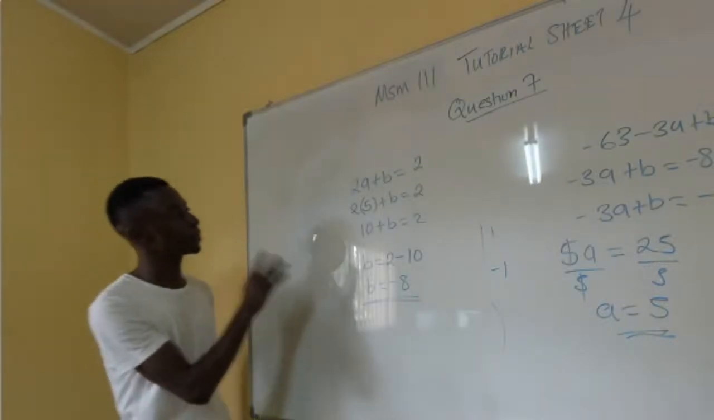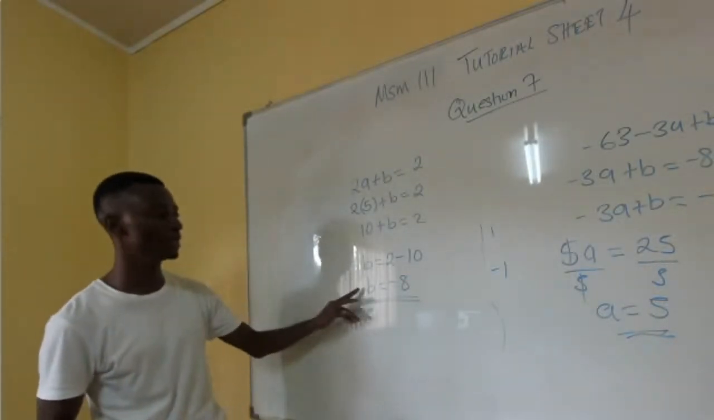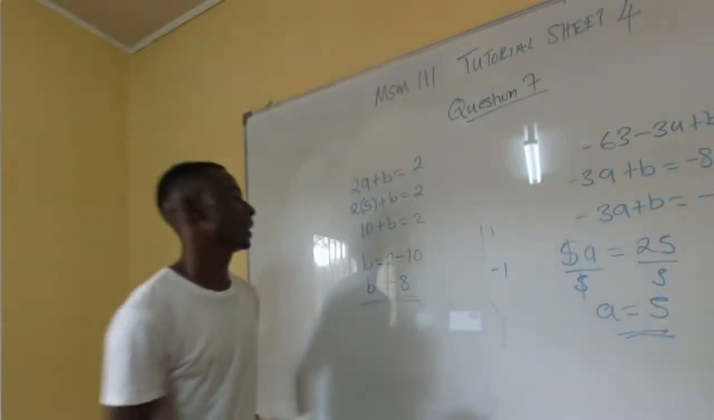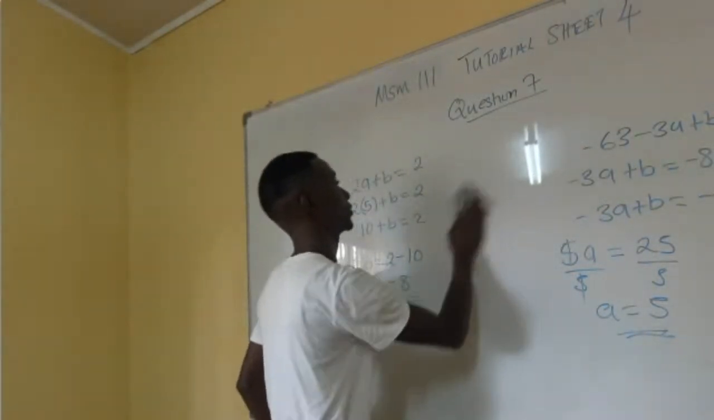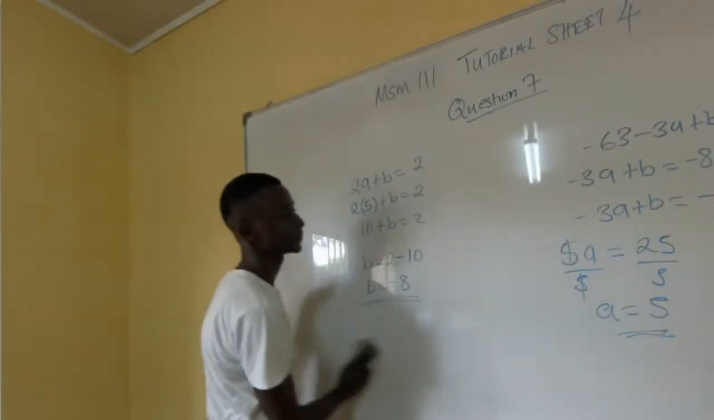So this is what you're supposed to do, for you to find the values of B and A. Just follow the procedure nicely. I think that's what you're supposed to do. Let's proceed.